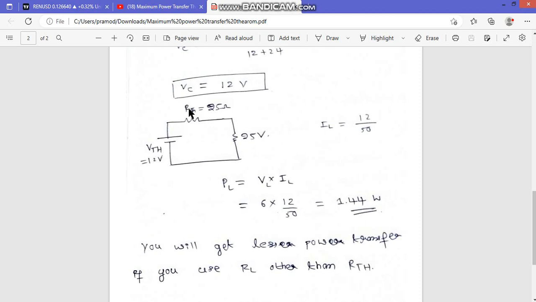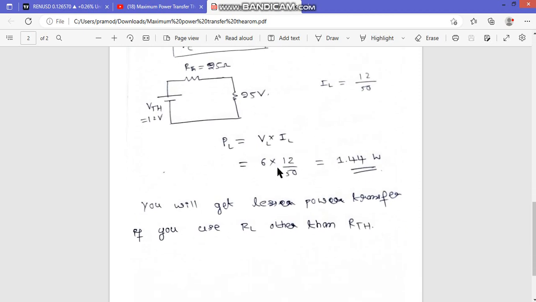This is 12 volts, right? They are of equal resistance, so 6 volts and 6 volts, equally dividing. If you want, you can apply KVL or KCL. We can find out VL is 6, and what is the value of IL? I equals V by R, 12 by 50, since 25 plus 25 is 50. So 12 volts is the input voltage, and R is 25 plus 25. You will get the value of IL. So PL is equal to 6 into 12 by 50, which is 0.72.